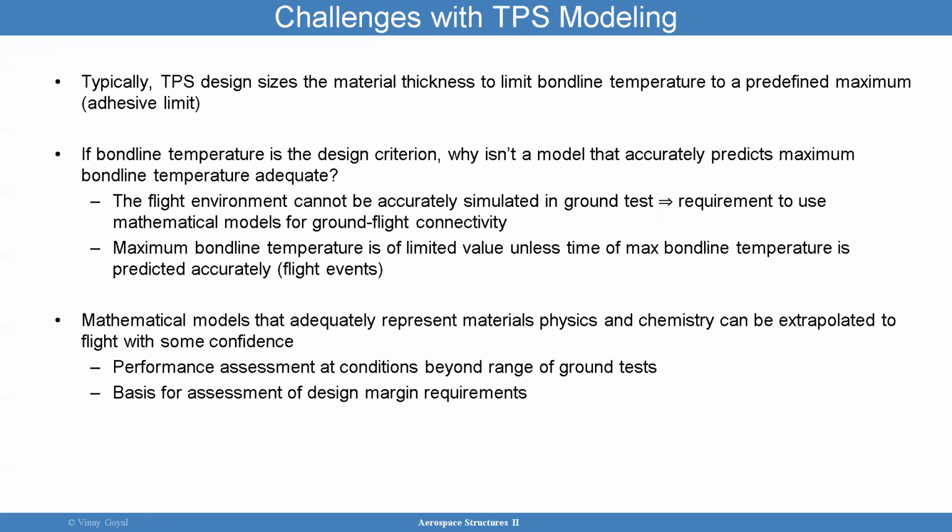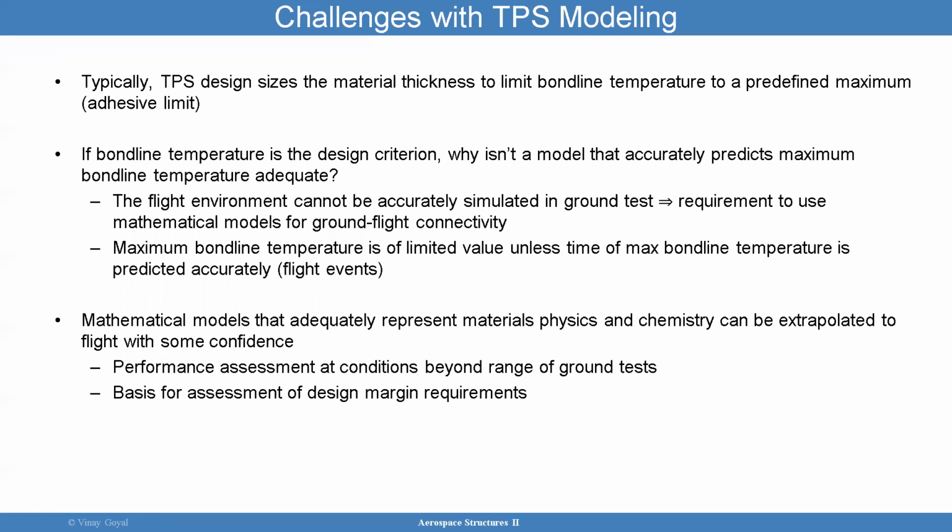Challenges with thermal protection systems is that typically thermal protection system design sizes the material thickness to limit bond line temperature to a predefined maximum temperature limit. So if I have a thermal protection system on a launch vehicle that's bonded onto the composite, say, to protect it from the ascent environments or reentry, I want to make sure that thermal protection system is sized with good enough thickness to limit the bond line temperature, because you don't want to burn the composite beneath, which is a structural component. You don't want the temperature of the bond line to be higher than what the adhesive can survive.